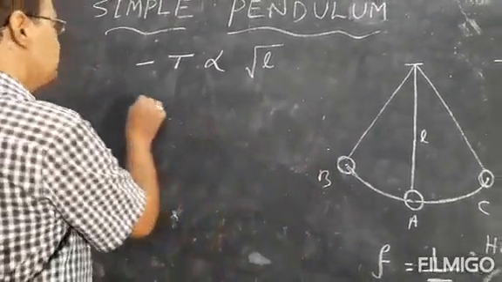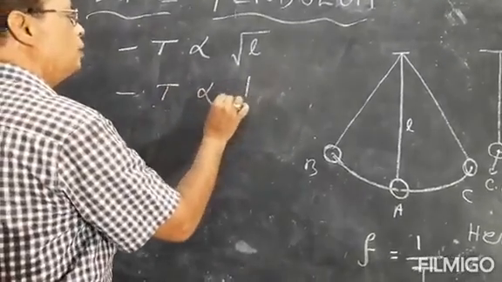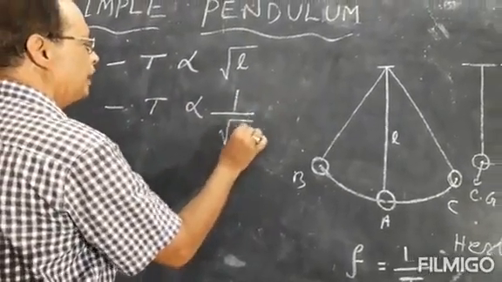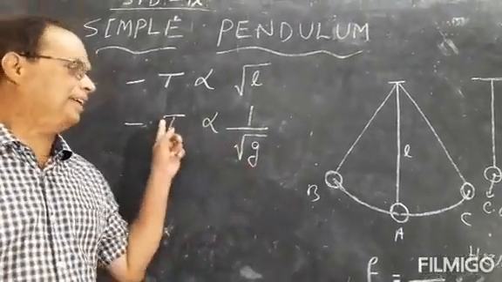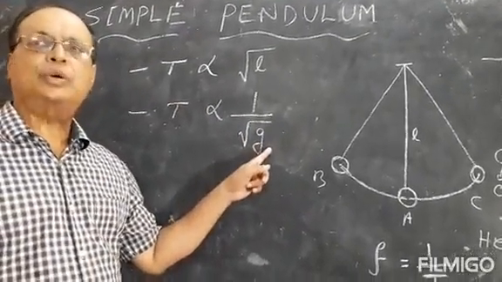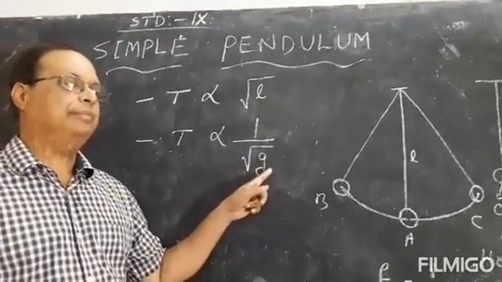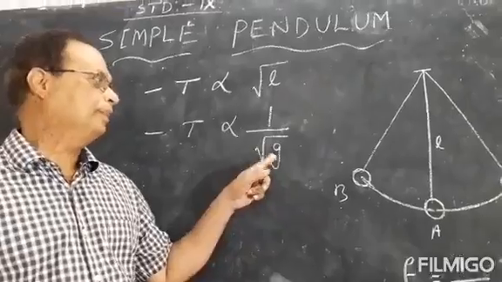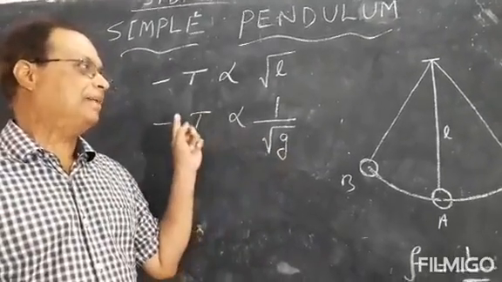The second one is that time period is inversely proportional to the square root of acceleration due to gravity, small g. If the acceleration due to gravity is more, time period will be less. If acceleration due to gravity is less, time period will be more.